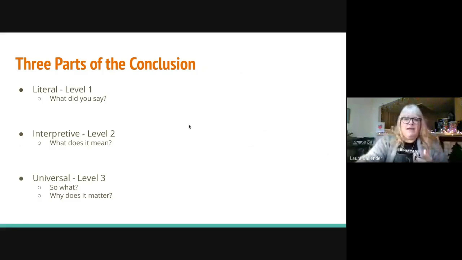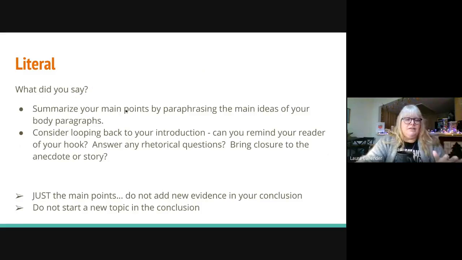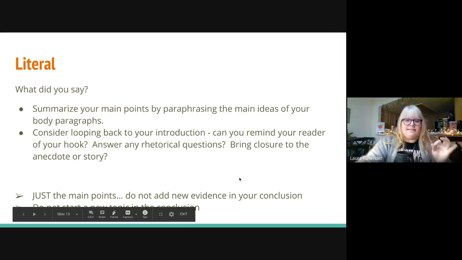So we want to make the reader care and help them understand. When you do the literal part, you're summarizing your main points. Maybe you're going to loop back to your introduction, or loop back to the thesis statement and rephrase it using new words. And you're going to stick to the main points. Your conclusion needs no evidence.